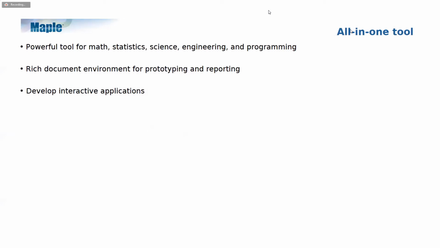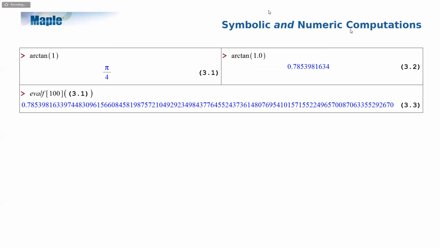As I said, historically, Maple has been known as a powerful tool for math, statistics, engineering, science, and programming. It's also been known to be a place where you can go to do documentation. So it's kind of like a Word with a math engine in a lot of cases. You can do document prototyping and reporting. And what you can also do is use Maple to develop interactive applications. This is something I'm going to spend some time talking about later on in this talk. But let me show you a couple of examples.